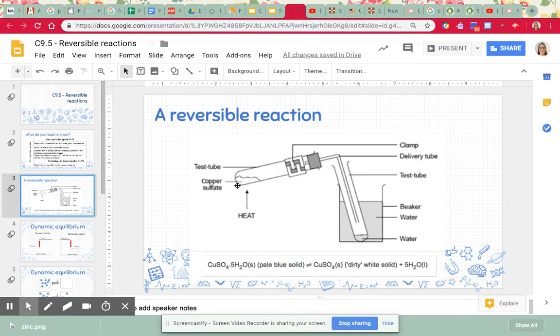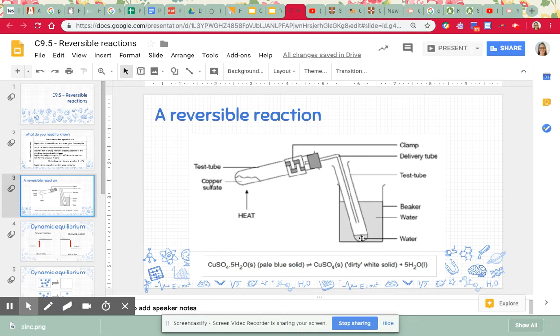As you heat that blue copper sulfate, it is going to drive off the water because the copper sulfate, when it's blue, is hydrated. In other words, it's got 5 water molecules. Now you'll notice a little dot down here. That little dot means that these water molecules are not actually chemically bonded to this copper sulfate. They are just there.